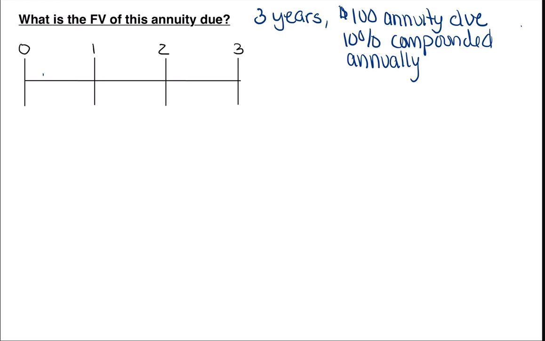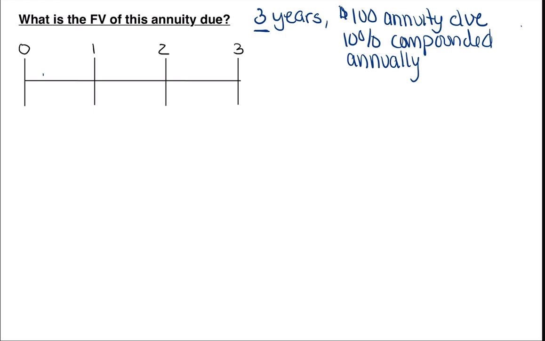So in this case, we have the future value of this annuity due, and we have the same terms as the last annuity. It is 3 years, $100 a year, 10% compounded annually. The difference here is that instead of having my $100 at the end of each period, I'm going to have $100 at the beginning of each period. Now remember, it's only for 3 years, so I'm only going to have 3 $100 payments, and they're going to start at the beginning of each period.